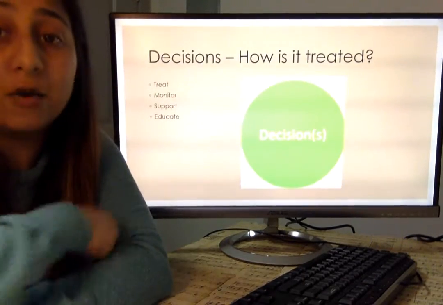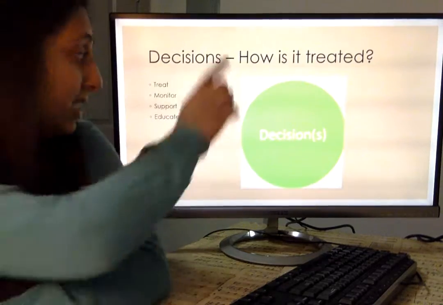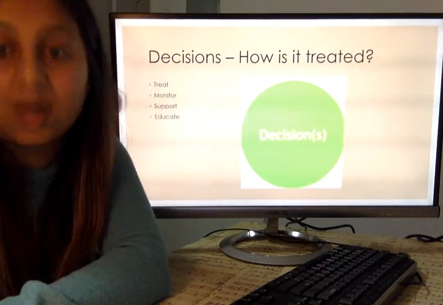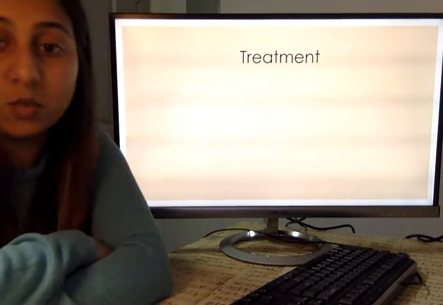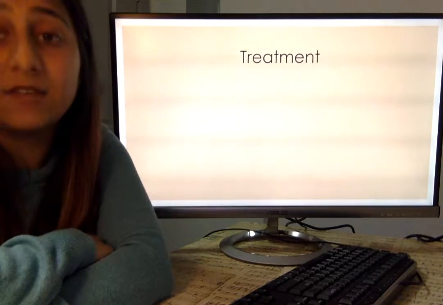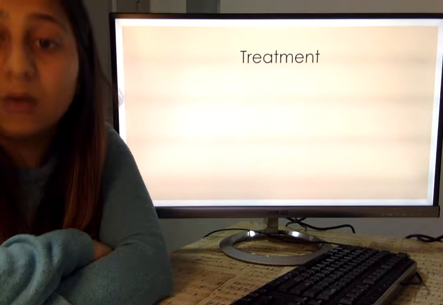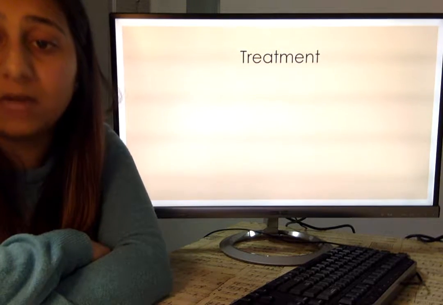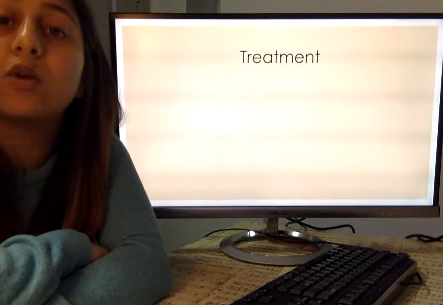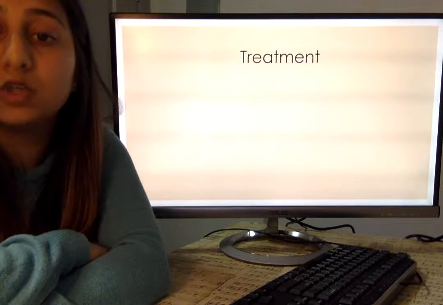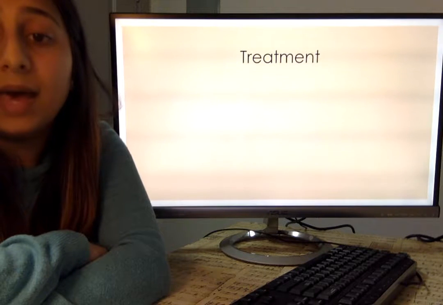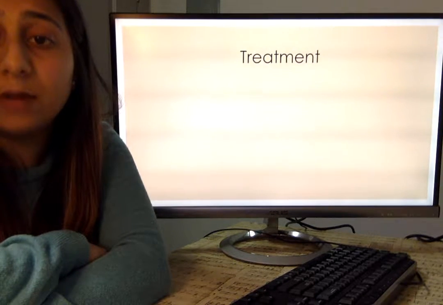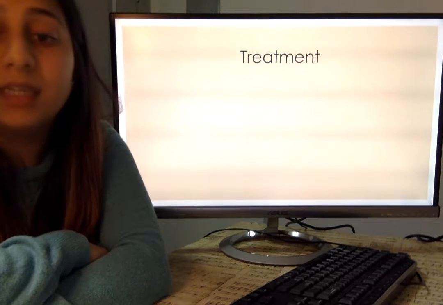Now, decisions: how are we going to treat this? So, I said here we're going to treat, monitor, support, and educate. How are we going to do that? Number 1, for thrush, we are going to treat mother, infant, and the partner for yeast. We're going to give topical ointment, nystatin or clotrimazole, to the nipples before and after feeds, and we're going to apply nystatin suspension to the oral cavity 4 times a day using a dropper or swab. Relief should appear within 36 hours, and after about 2 weeks, symptoms should disappear.